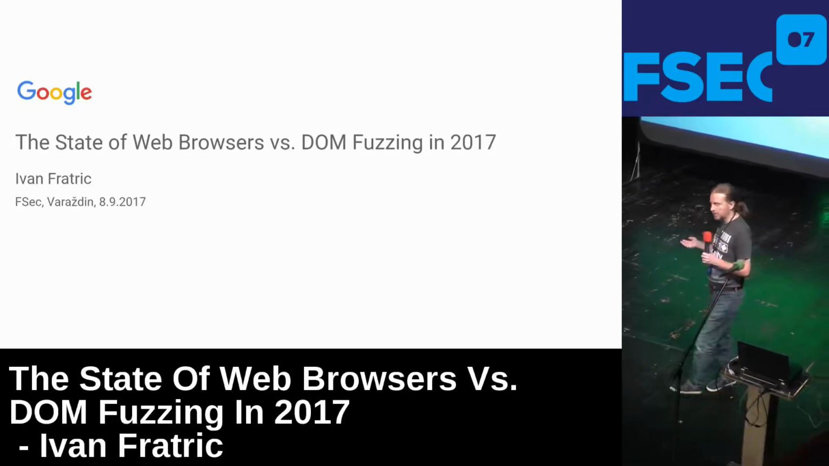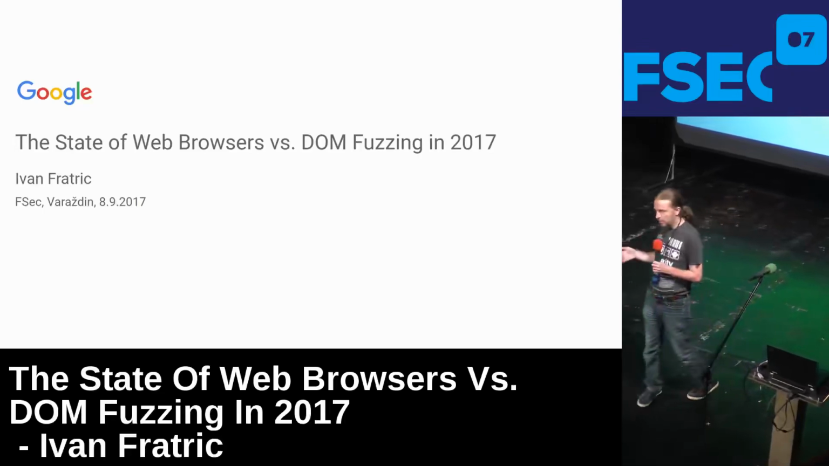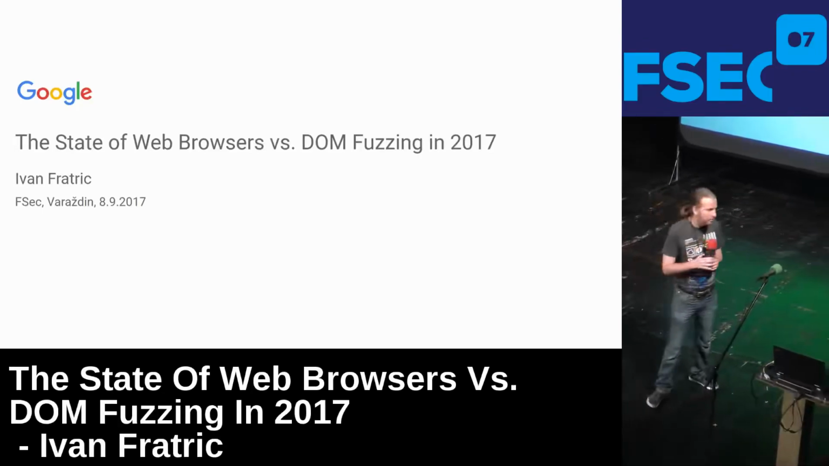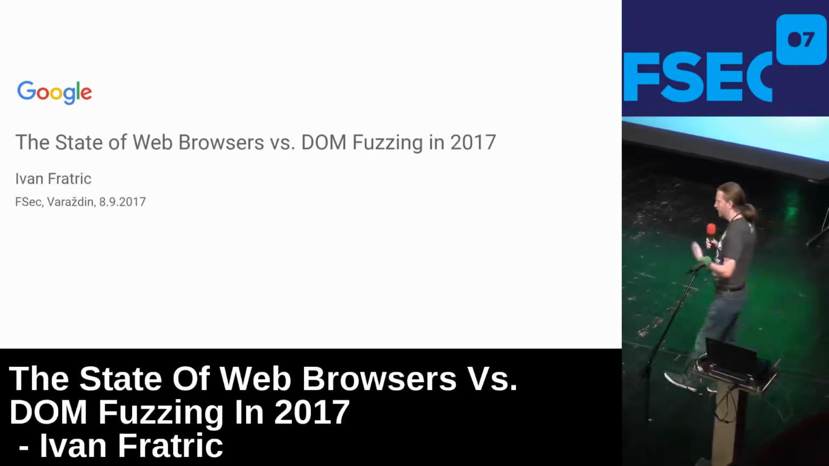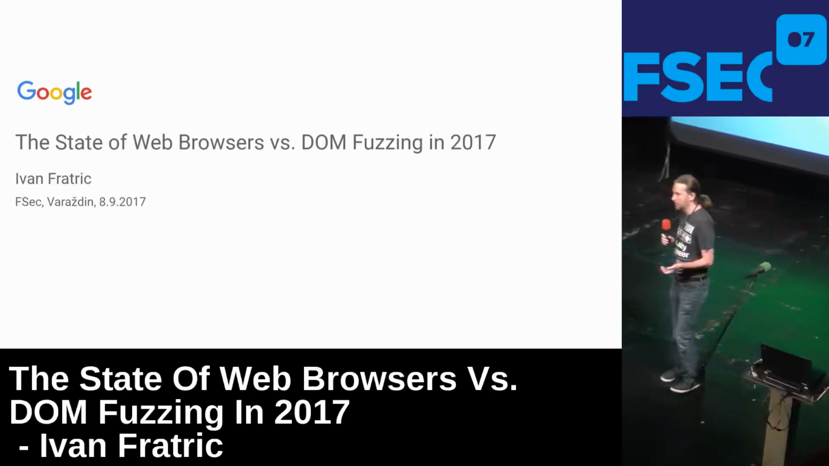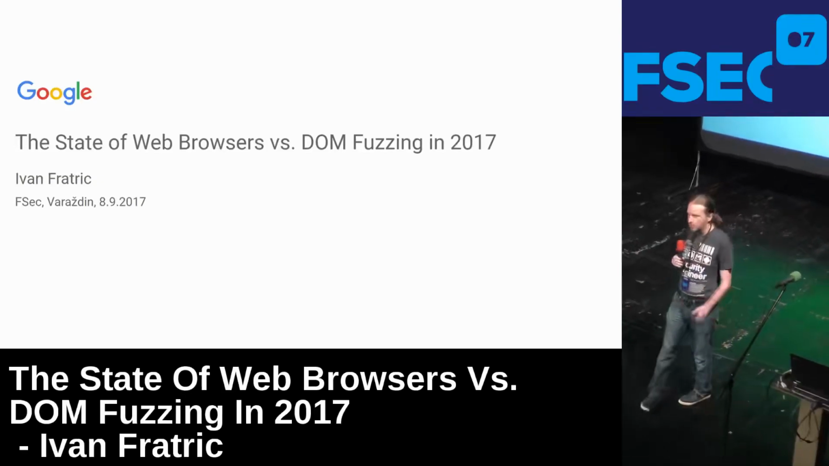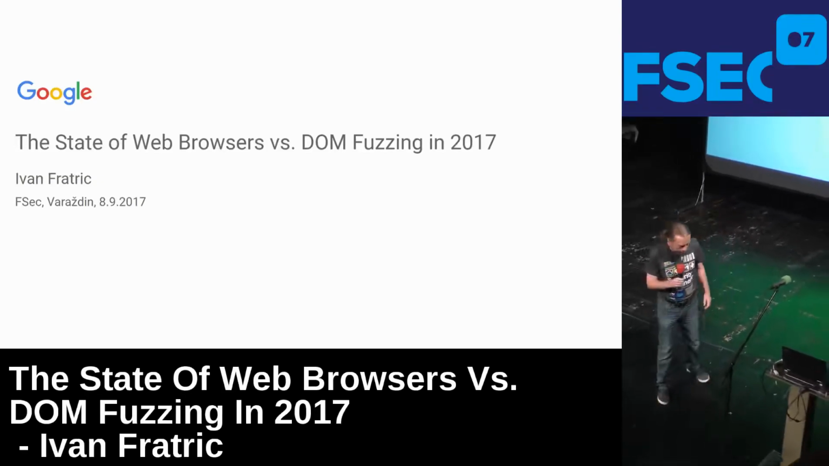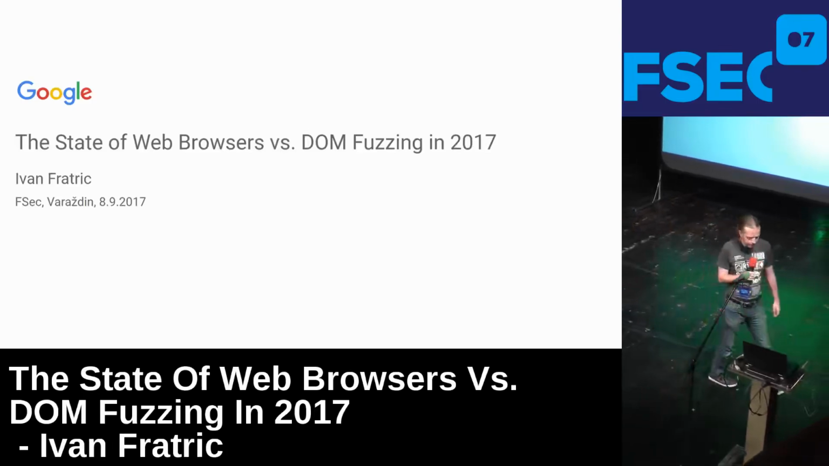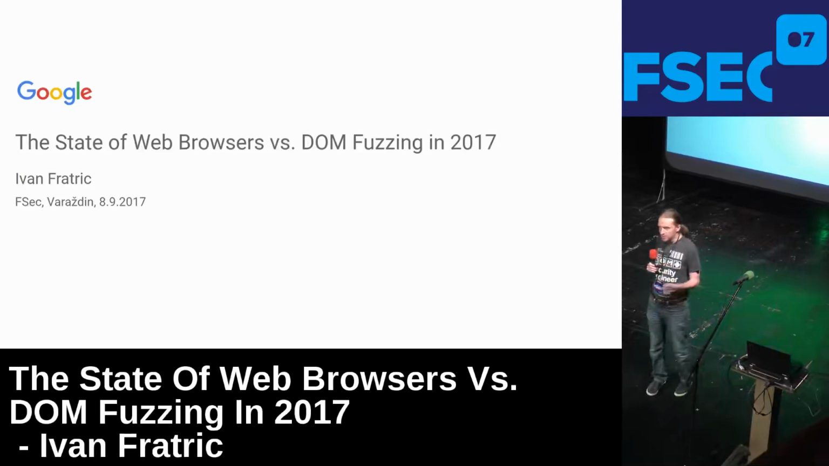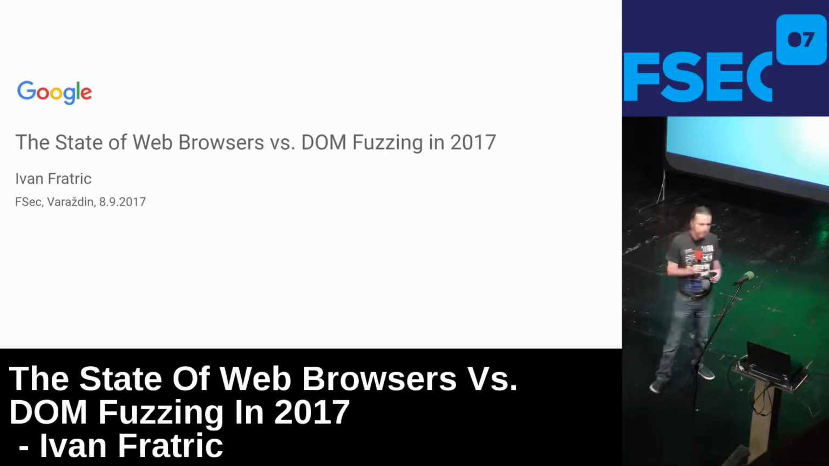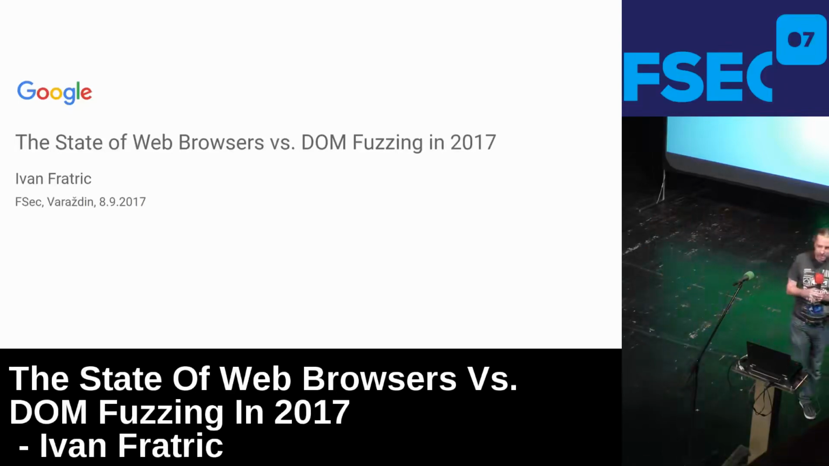To take an old and well-known bug hunting technique, which is DOM fuzzing, and see if we can still find good bugs with it in the modern browsers. So while the techniques themselves are going to be old, the issues you're going to see in this presentation are going to be real issues affecting real browsers that are being used today.